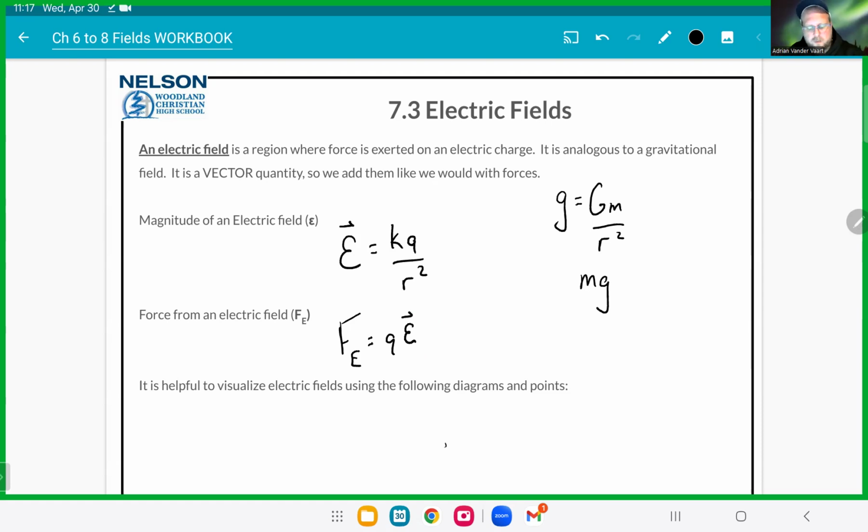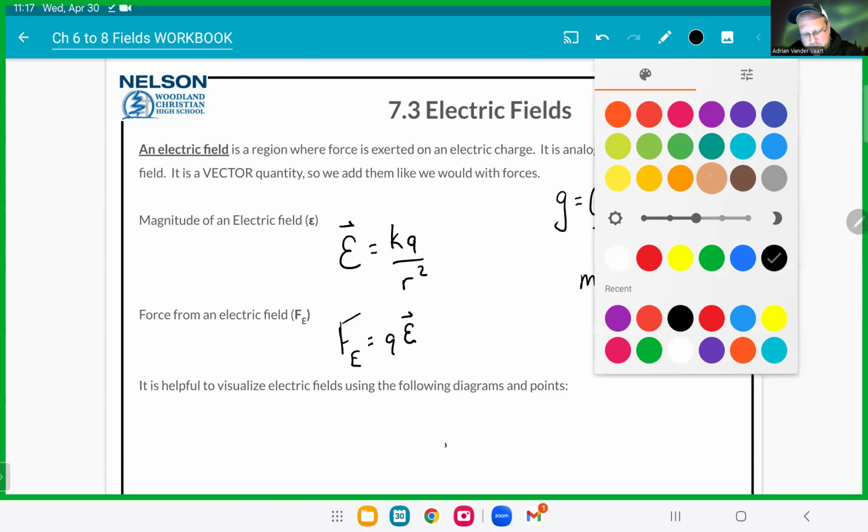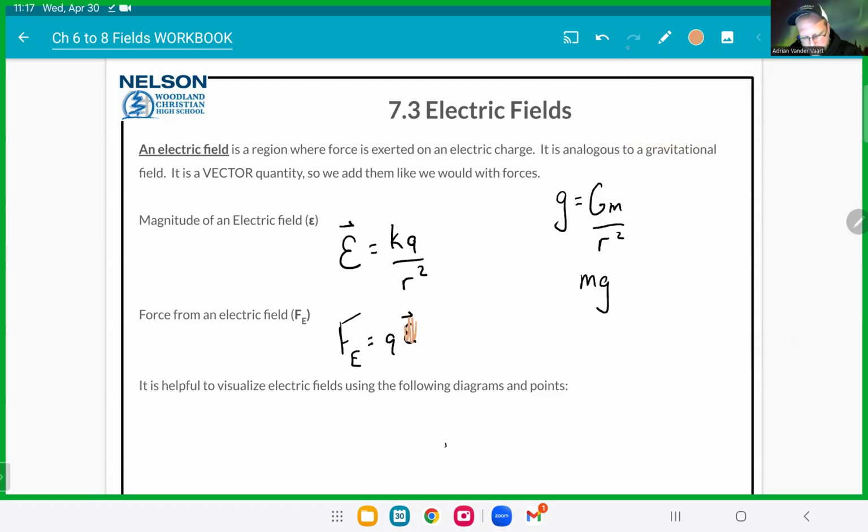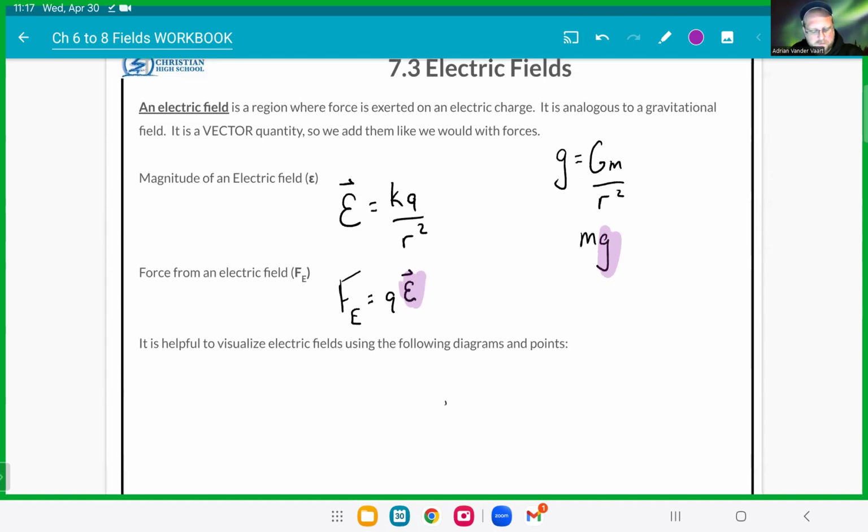Then, in the same way, epsilon is a field. Epsilon is a field, so is g. They're both fields, and when you multiply by a charge, then the electric field produces a force.